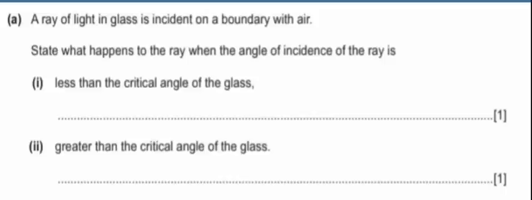So the next question is coming from rectilinear propagation of light. And it is saying, a ray of light in glass is incident on a boundary with air. State what happens to the ray when the angle of incidence of the ray is Roman numeral number 1, less than the critical angle of the glass. So whenever the incident ray is less than the critical angle, you're going to find that the ray is going to bend away from the normal. So here we can just say bending away from the normal.